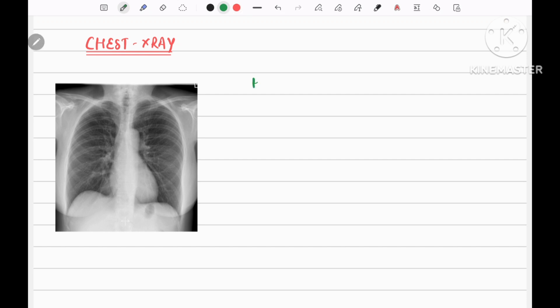So, from higher densities to lower densities. The objects with higher densities, like metal and bone, decrease to water, fat, and gas. These are the five substances which appear different in the chest X-ray.